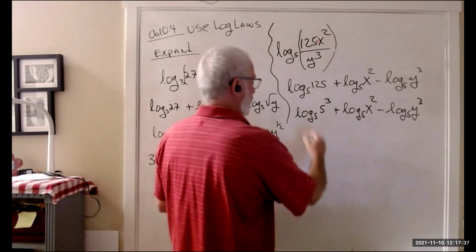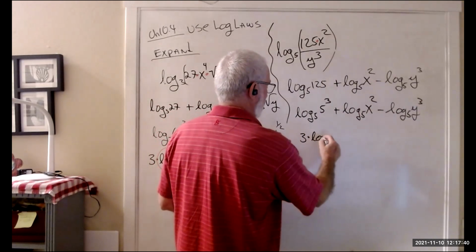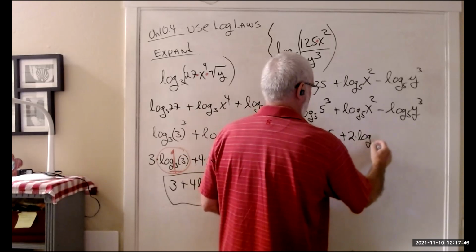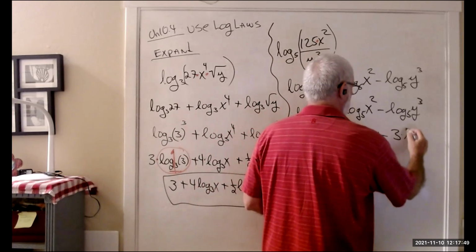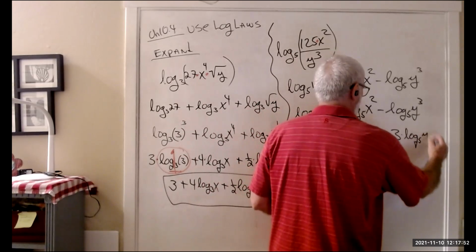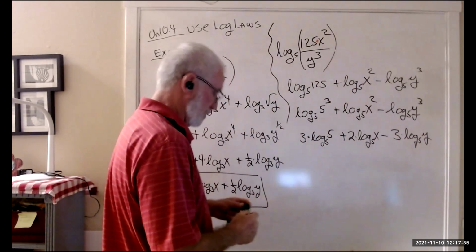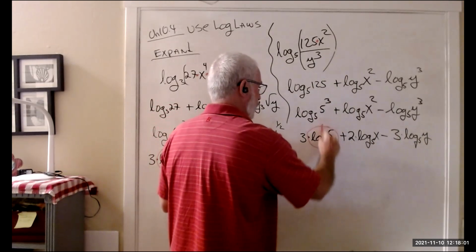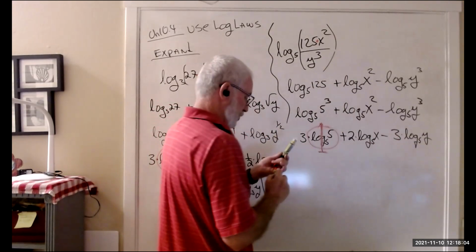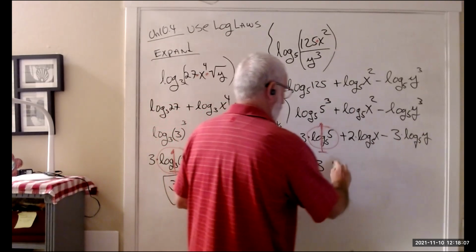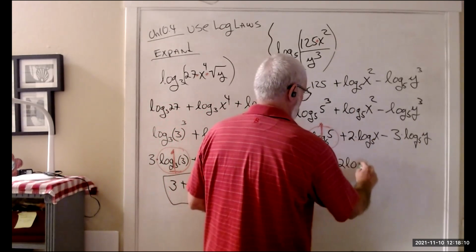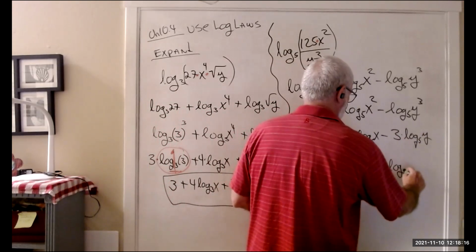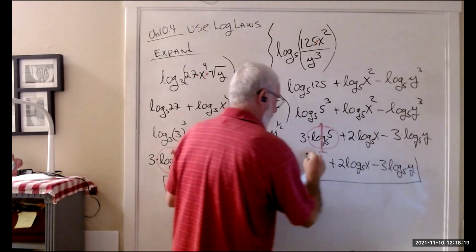Okay. We can bring the power down. This is 3 times log base 5 of 5, plus 2 times log base 5 of x, minus 3 times log base 5 of y. And once again, log base 5 of 5 is worth 1. So the final answer for this problem: 3 plus 2 log base 5 of x minus 3 log base 5 of y. And that is our final answer.